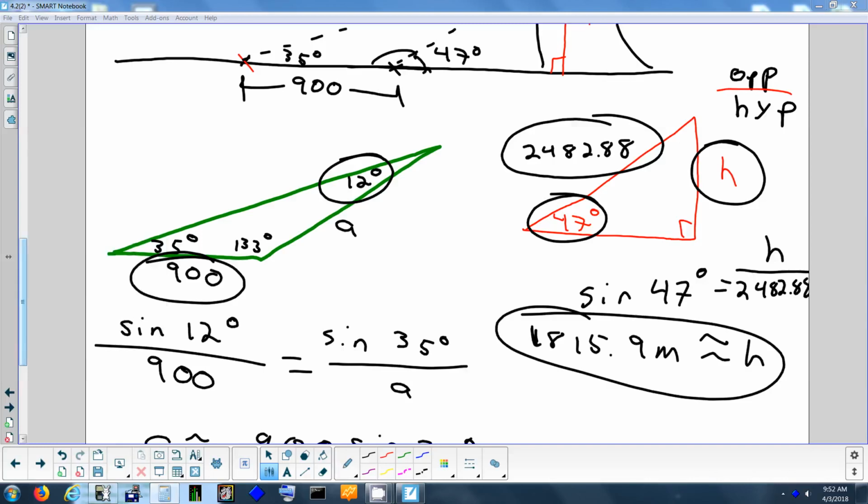Okay. So any question on how we got the height? So a little tricky because you can't find the height right away. You have to find something else first, and then you can find the height.